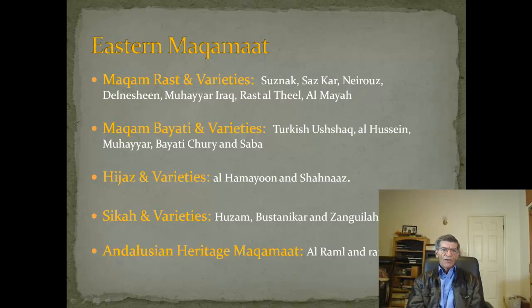And now we talk about the Eastern maqamat. We begin with the maqam rast and its varieties. And the varieties are maqam suznak, sazkar, nayruz, dalnishin, muhayya iraq, rast al-dhil, and al-maya. The last 2 maqams are mainly used in the North African Arabic music. The second one would be maqam bayati and its varieties. And these are the Turkish ashaq, maqam al-Husayn, maqam muhayyar, maqam bayati shuri, and maqam saba.